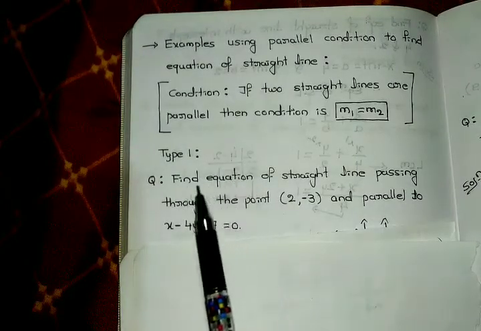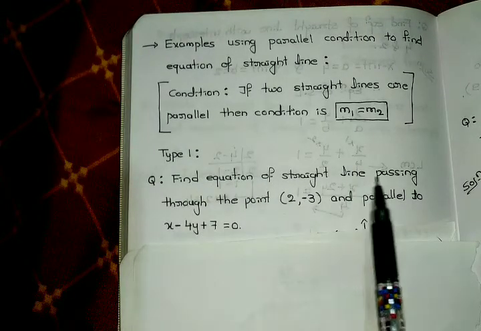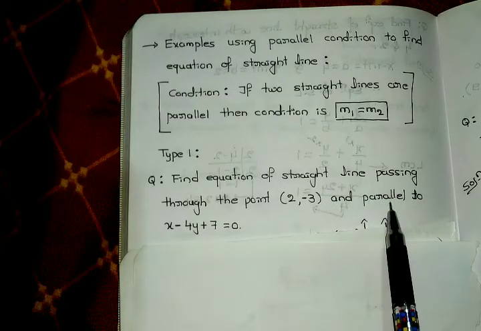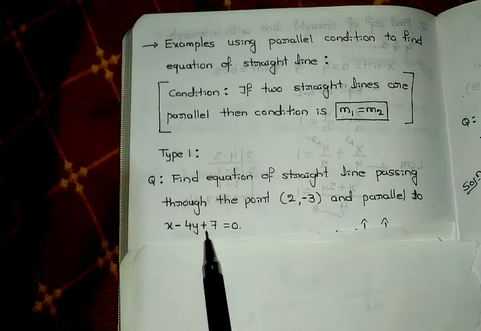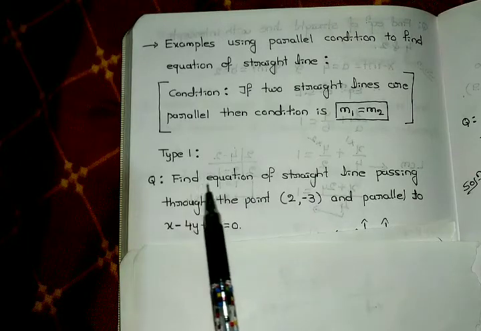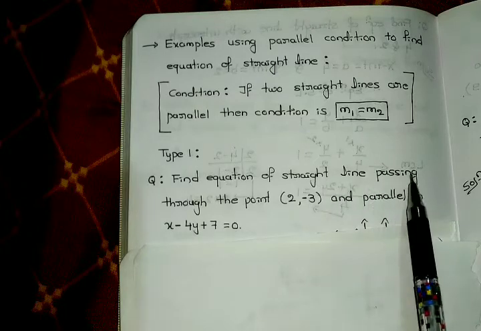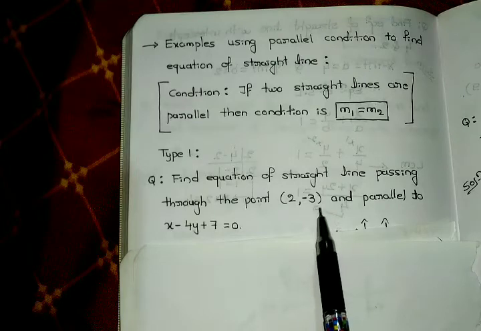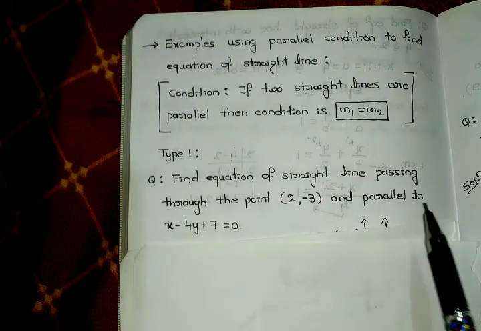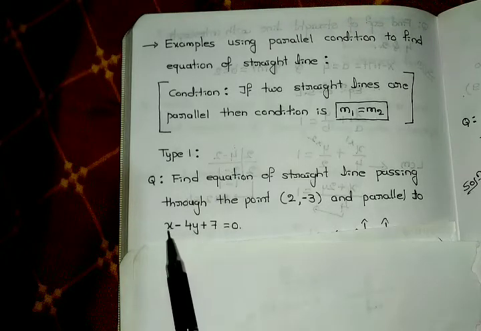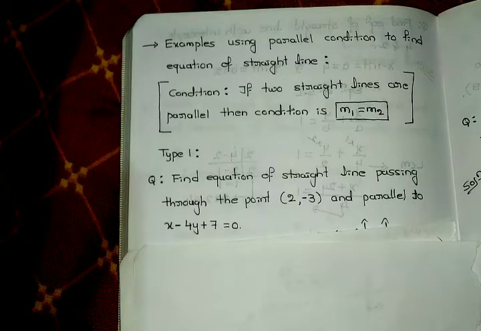The question is: find the equation of the straight line passing through the point (2, -3) and parallel to x minus 4y plus 7 is equal to 0. Here you need to find the equation of the straight line. This line is passing through one point, that is (2, -3), and this line is parallel to another line. That second line's equation is already given: x minus 4y plus 7 is equal to 0.